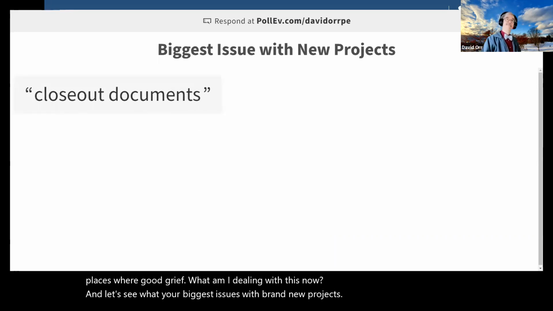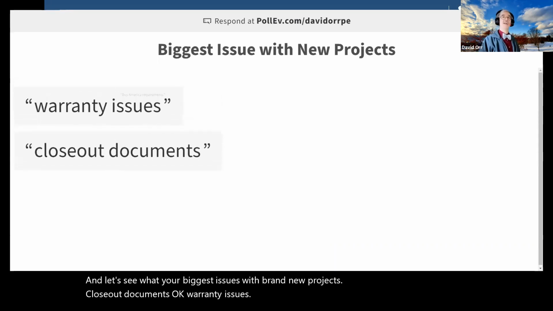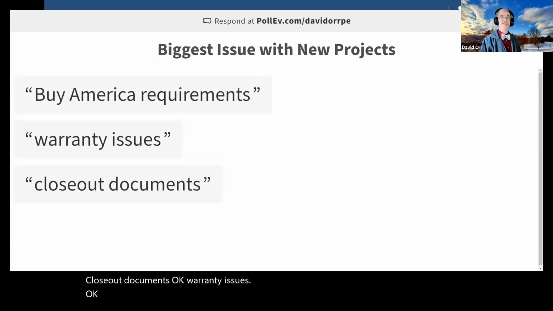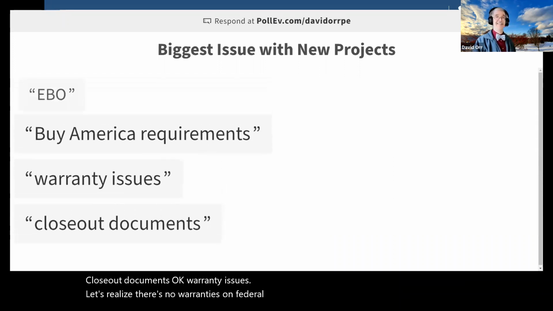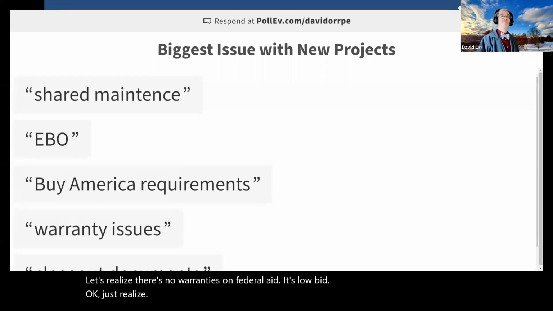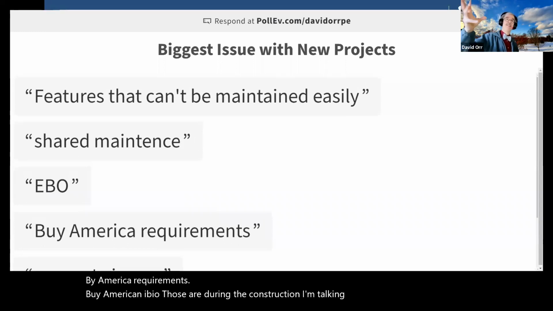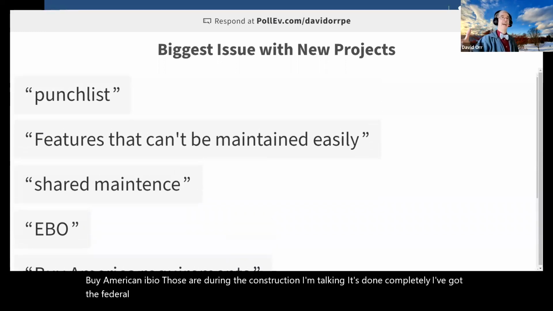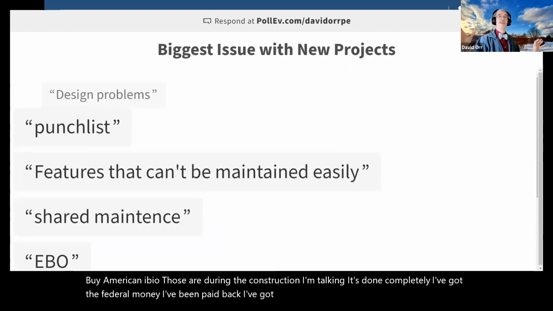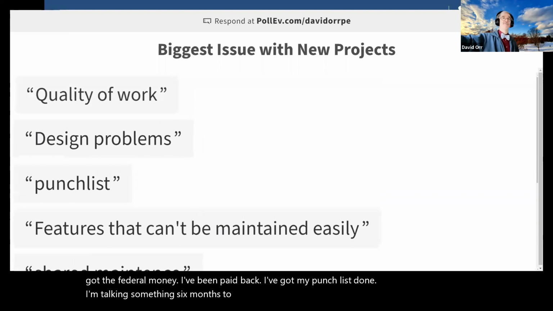Closeout documents. Okay. Warranty issues. Okay. Just realize there's no warranties on federal aid. It's low bid. Okay. Just realize. Buy America requirements. The Buy America and EBO, those are during the construction. I'm talking it's done completely. I've got the federal money. I've been paid back. I've got my punch list done. I'm talking something 6 months to a year from now.